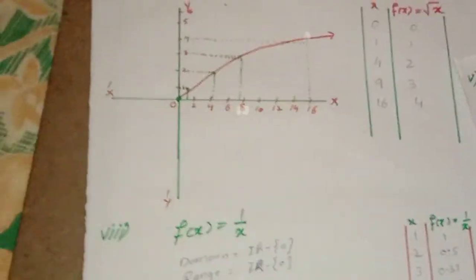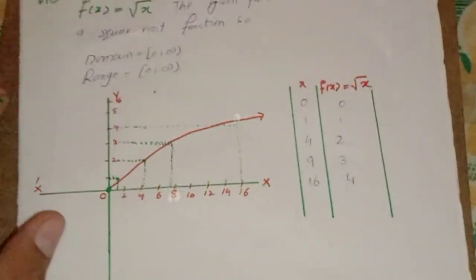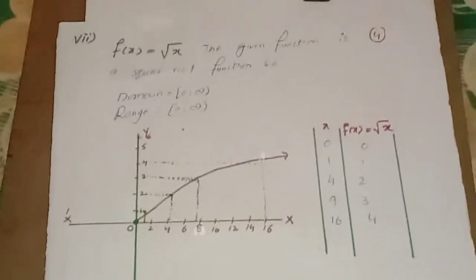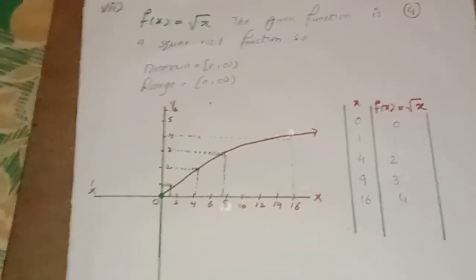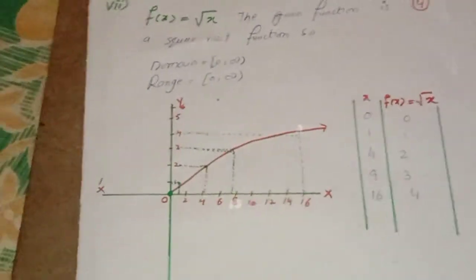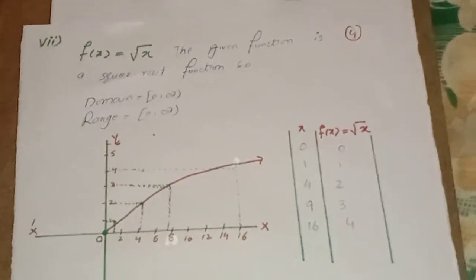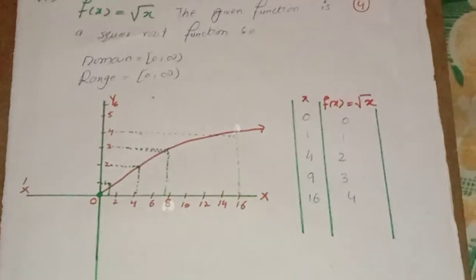Number 5. So the next one is f(x) equals square root of x. It is a square root function. The domain of this function is all positive numbers, and the range is also positive numbers, because we cannot put in a negative number. It will not give us a negative number. So the domain is all positive numbers, and the range is also all positive numbers.